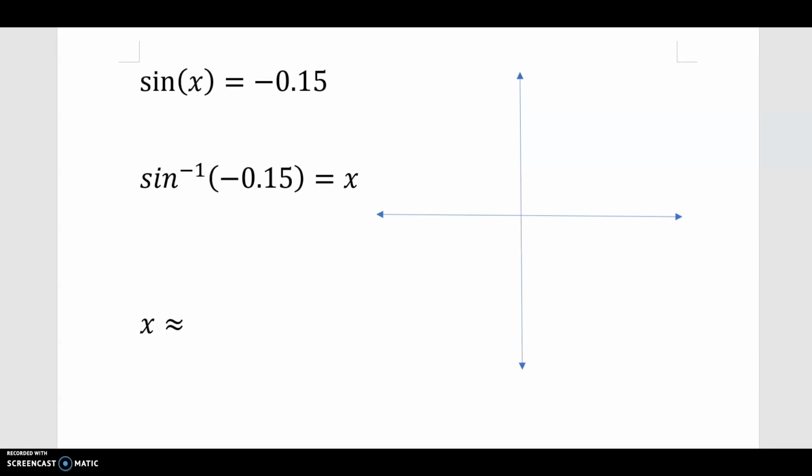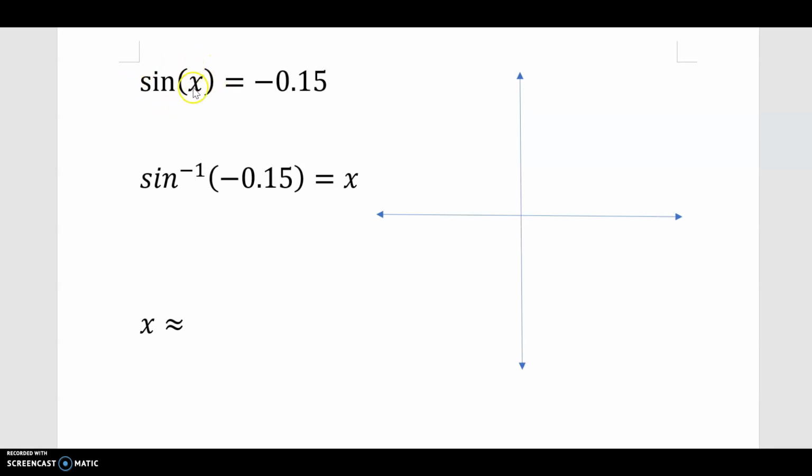So let's start with the question. We have a question where it says sine of x equals negative 0.15. The directions for these questions will probably say something like find all solutions where sine of x equals negative 0.15. First of all, the context of the question is a function of sine of x, which means x can be any real number, because the domain for y equals sine x is all real numbers.